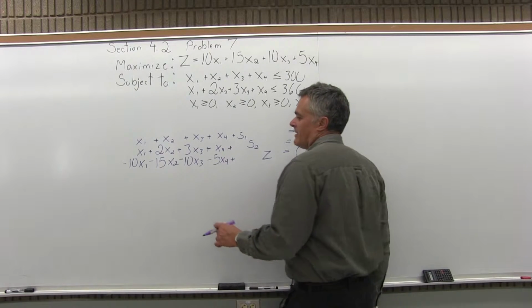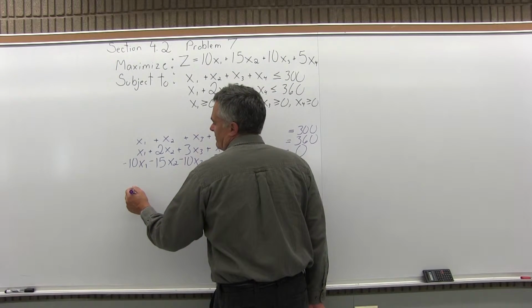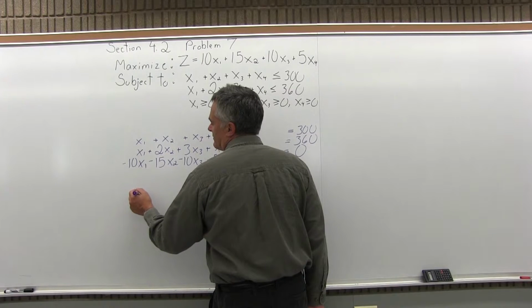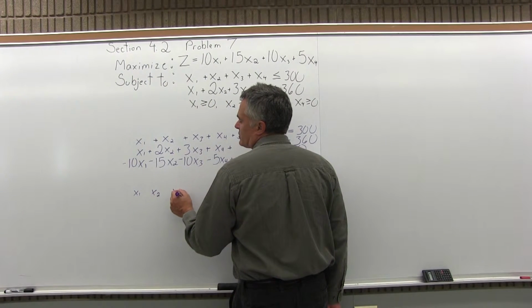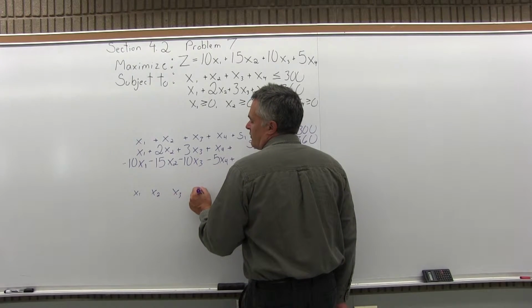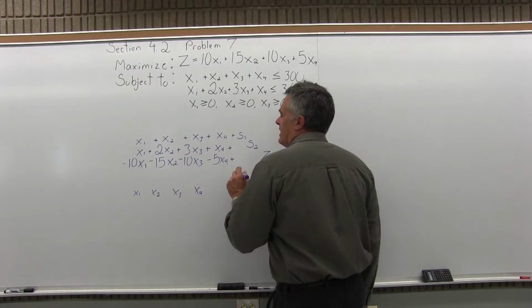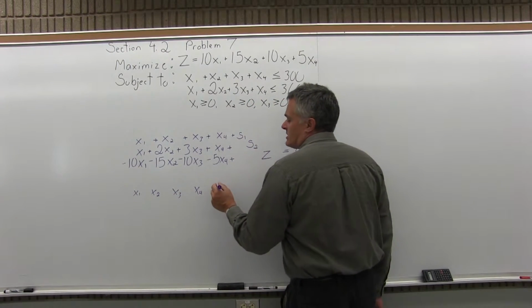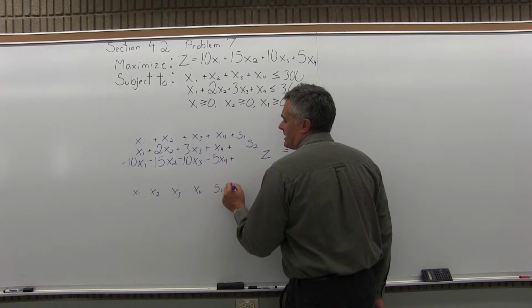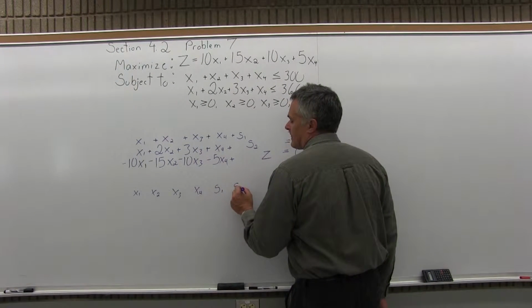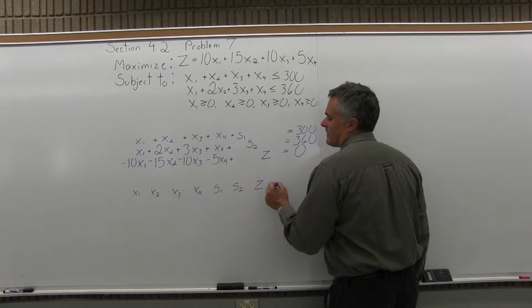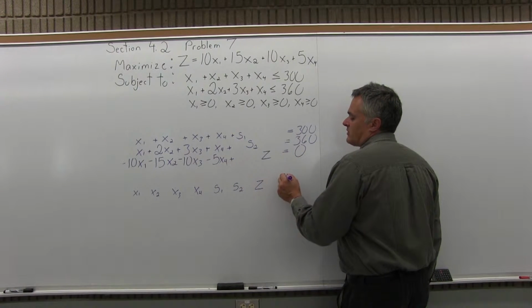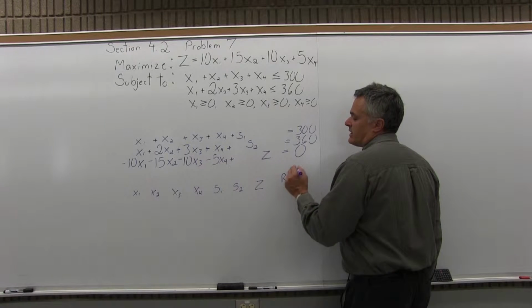So when I do that, I'm going to have a column for each x variable. So I'll have an x1 column, an x2 column, an x3 column, an x4 column. I have two s's in my equation, so I'm going to have an s1 column and an s2 column. I'll need a column for the z that came from the object function. And I'll need a column for the values on the right-hand side of the equal sign, which I will label RHS.